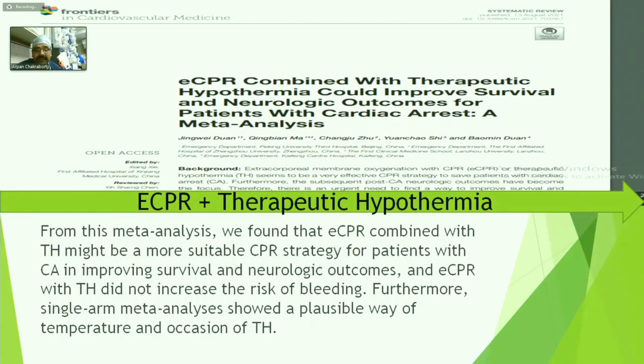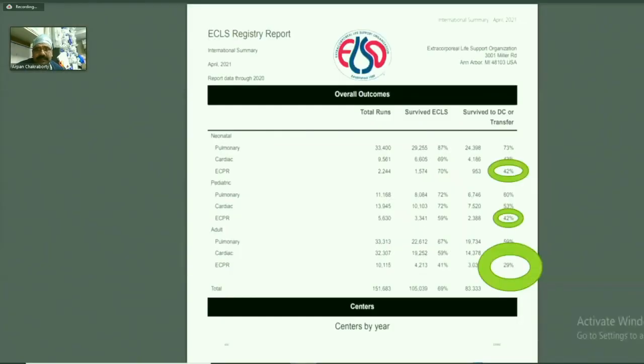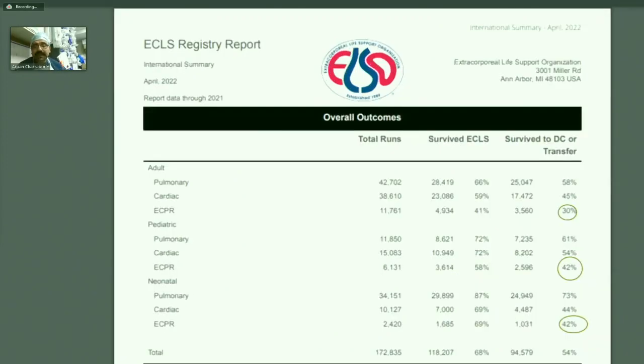This is the data of April 2021, where you can see the adult ECPR survival as compared by ELSO is 29%, with neonatal and pediatric exactly 42%. And this is April 2022, where adult has gone to 30%, and the rest is again 42%. So the ECPR results are in between around 25 to 30%. It is all over the world and is as per the ELSO registry.